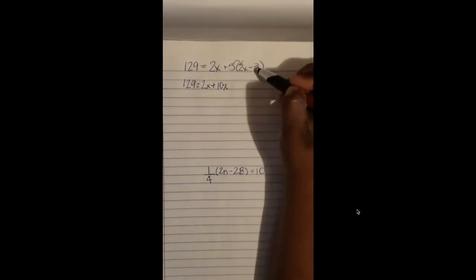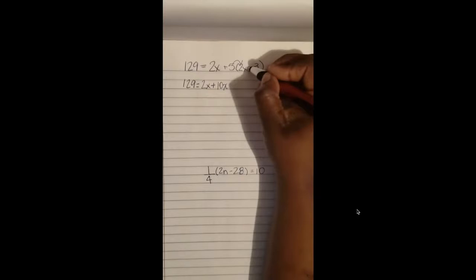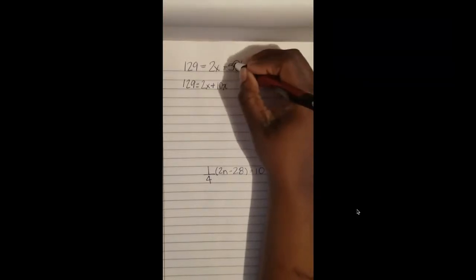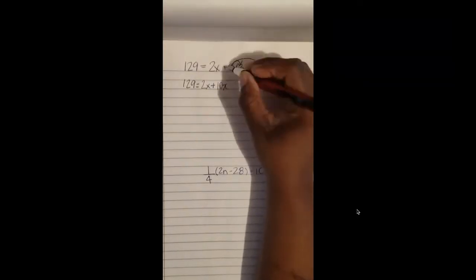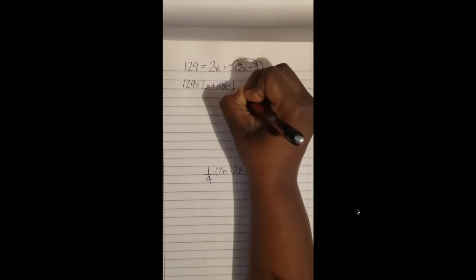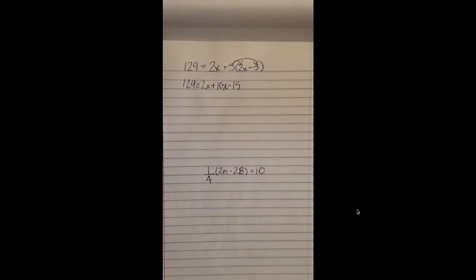Next, I have a positive 5 and a minus 3, a positive and a negative sign, or addition and subtraction. Since they're different, the multiplication is negative 15. So I should have 129 equals 2x plus 10x minus 15.